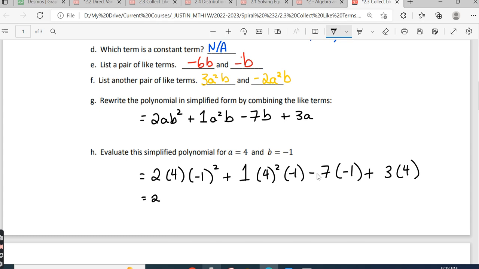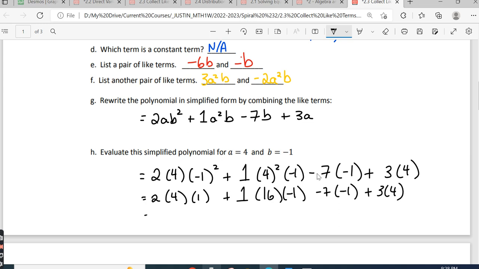Let's follow BEDMAS again. Exponents first. So 2 times 4, negative 1 squared is just 1, plus 1 times 4 squared, which is 16, times negative 1, minus 7 times negative 1, plus 3 times 4. Now let's multiply everything. 2 times 4 is 8, times 1 is just 8, plus 1 times 16 times negative 1 is just negative 16.